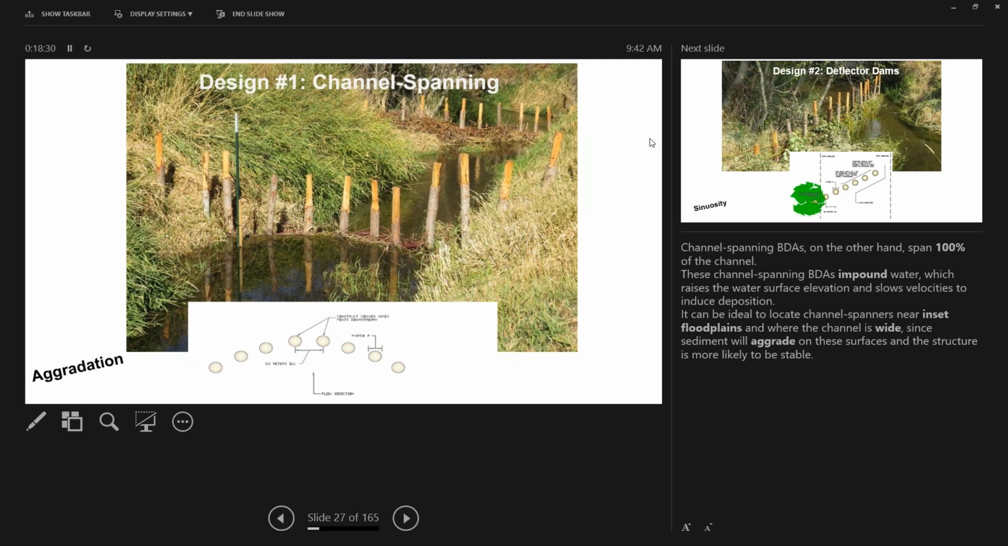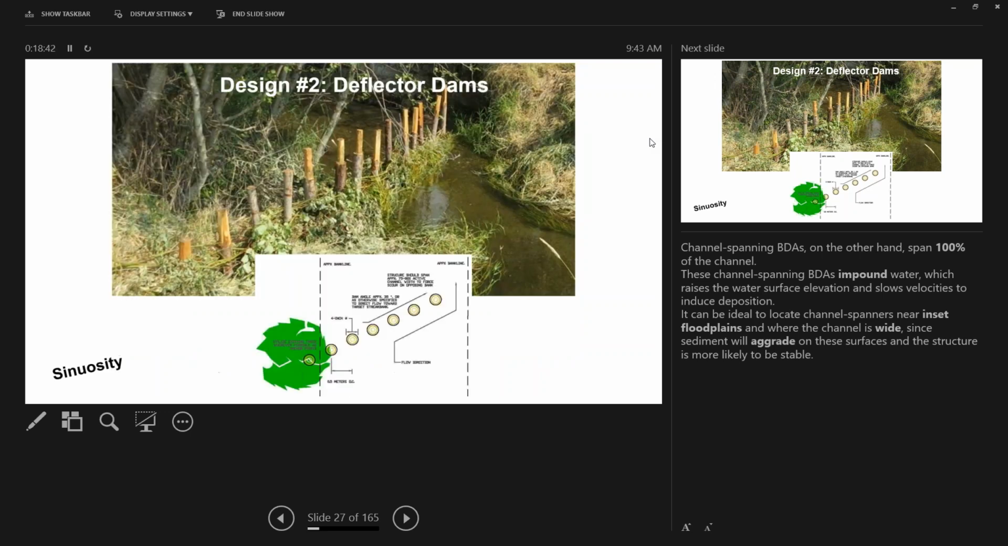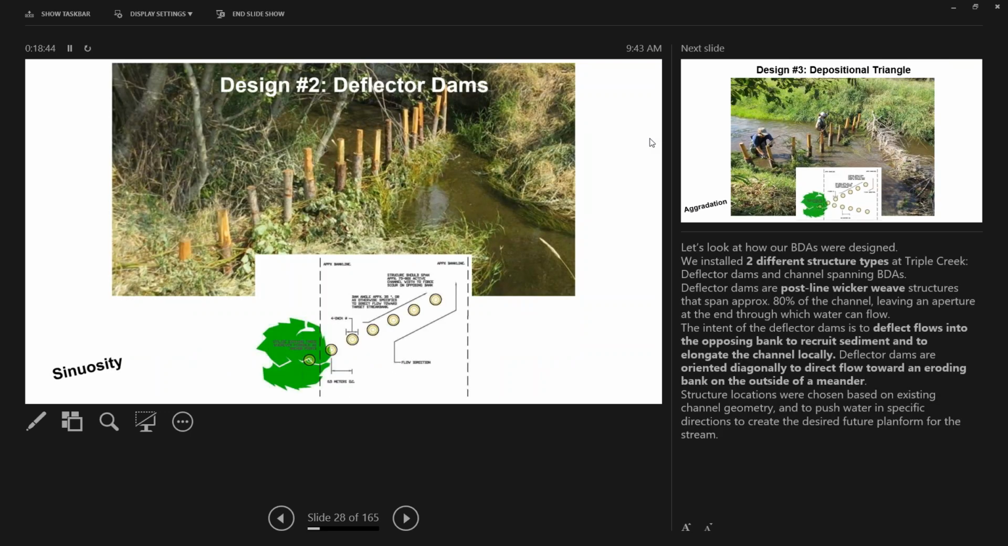So the first is the channel spanning BDA. This is your classic, textbook BDA with an arch, and you've got it going across the whole channel. And here we have deflector dams. This is the second type that we've been working with.